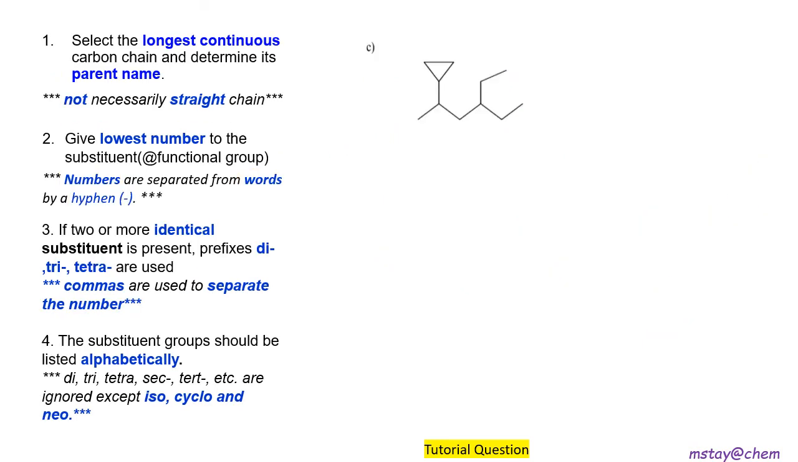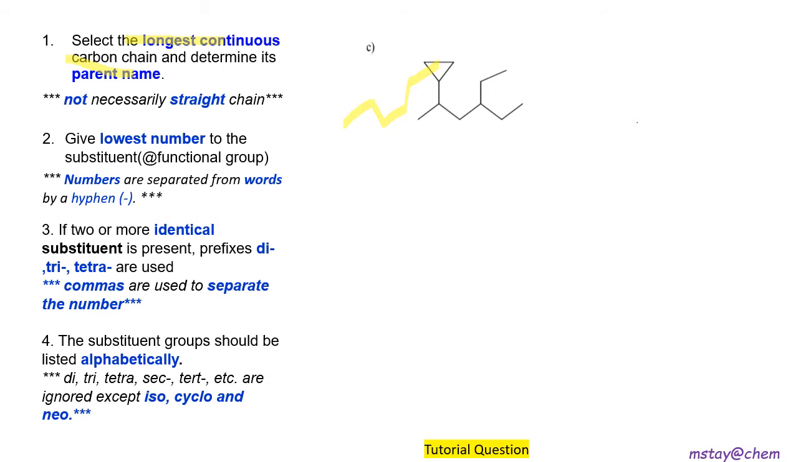Tutorial question 2C. Now as usual, we need to select the longest continuous carbon chain. With the experience from questions A and B, we notice this part and this part have a similar number of carbons, so no matter whether you choose the top one or the bottom, it has no problem. Normally we prefer the top. So here is 1 carbon, 2, 3, 4, 5, and 6. These are the longest carbon chain.